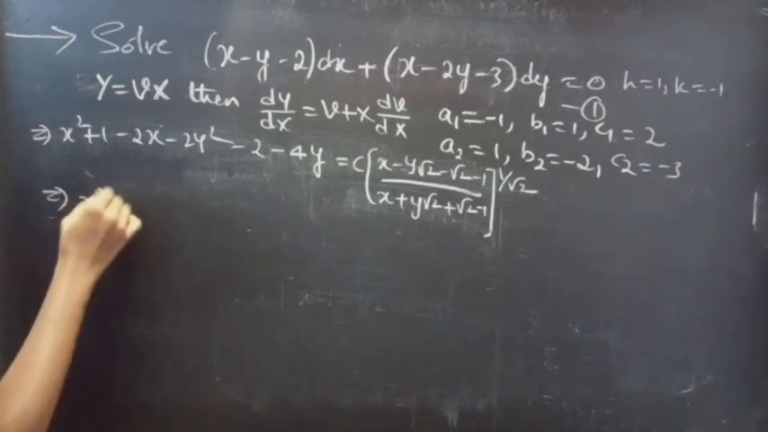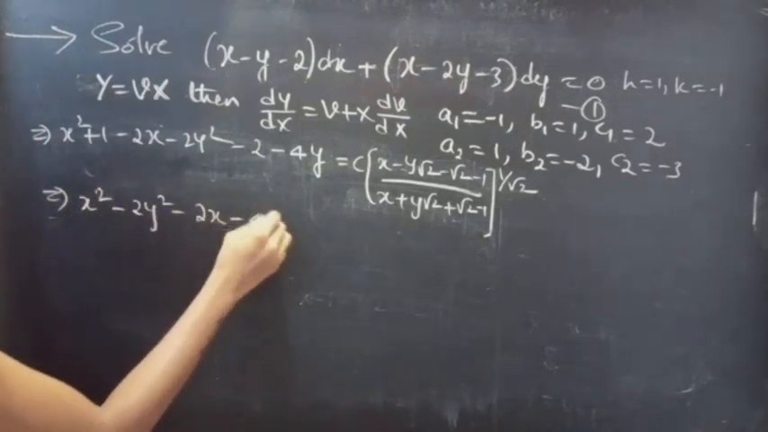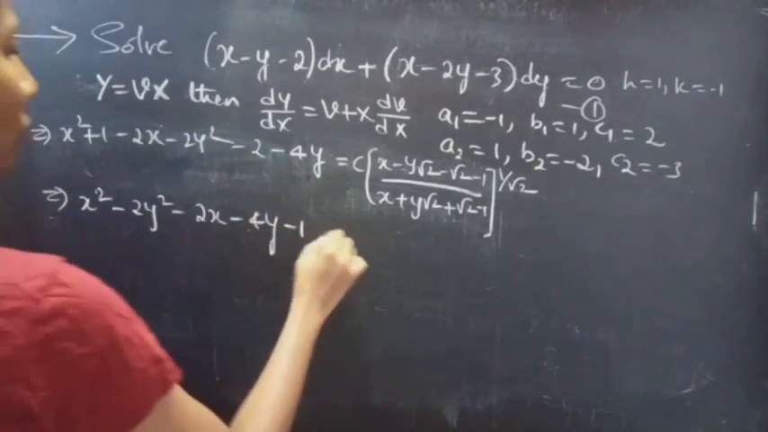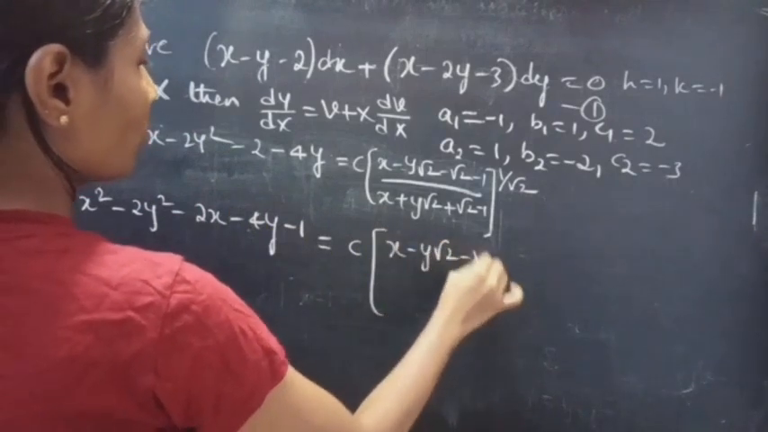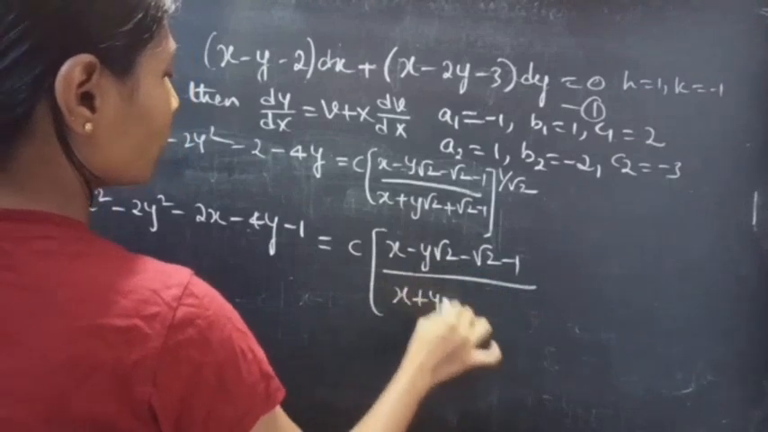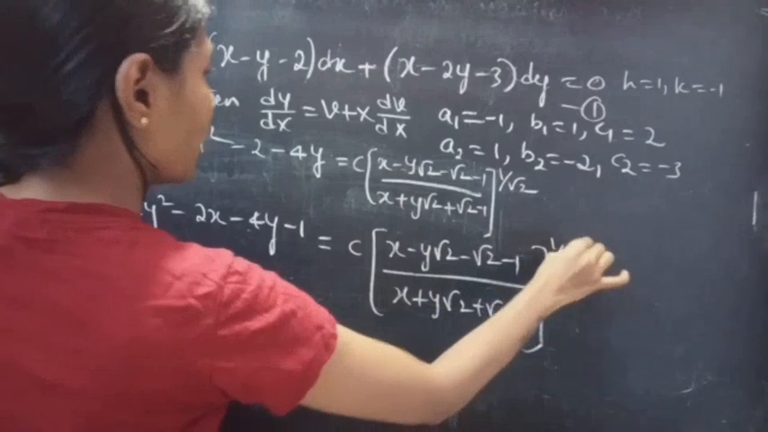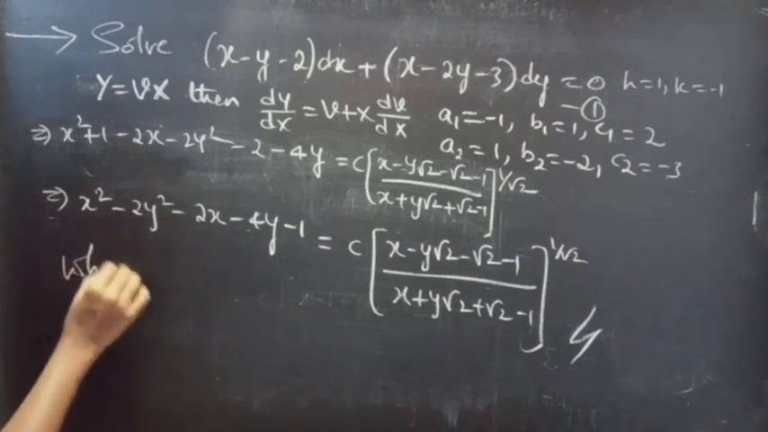Then x square minus 2y square minus 2x minus 4y plus 1 minus 2 is minus 1 equals c times (x minus y root 2 minus root 2 minus 1) by (x plus y root 2 plus root 2 minus 1) for 1 by root 2. This completes the problem, which is the required general solution.